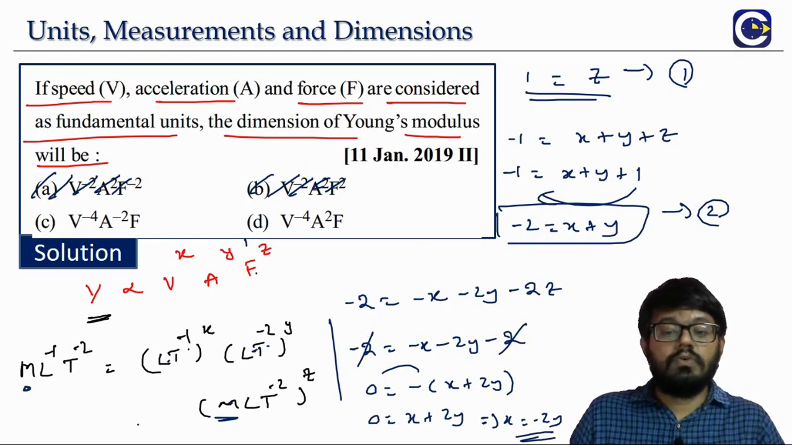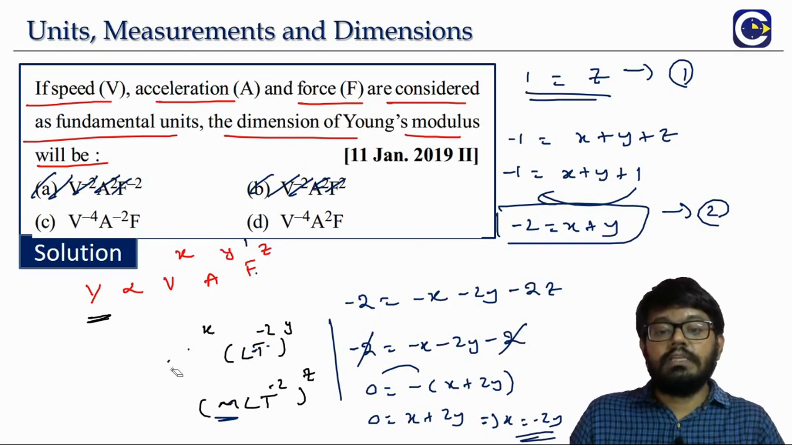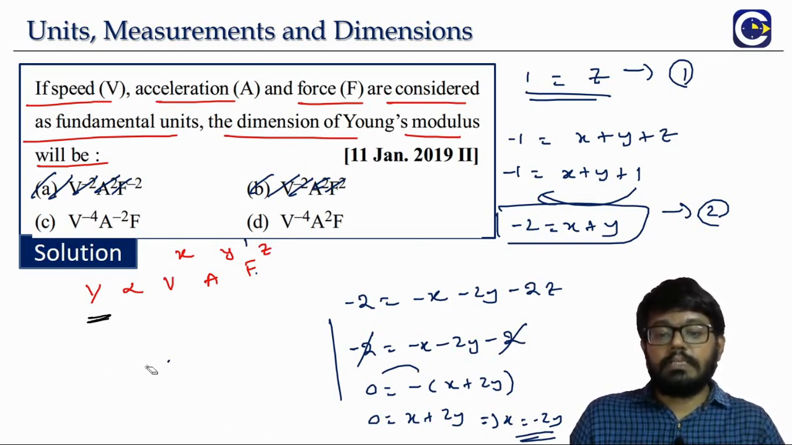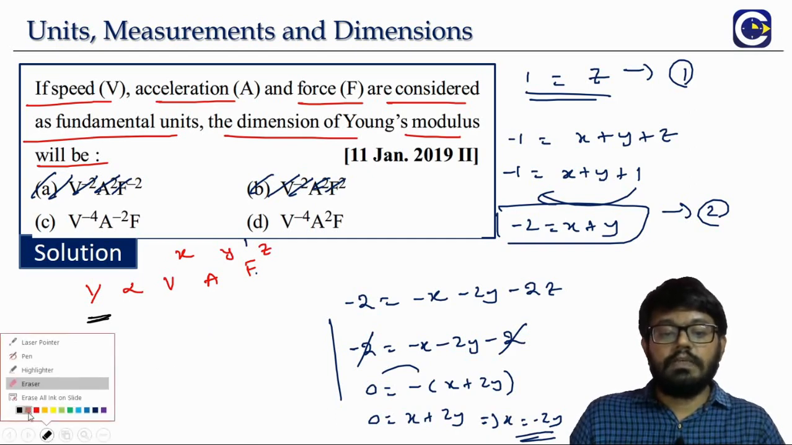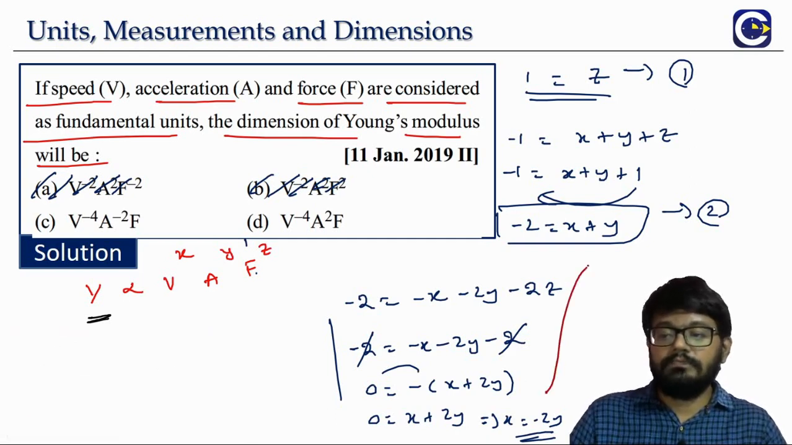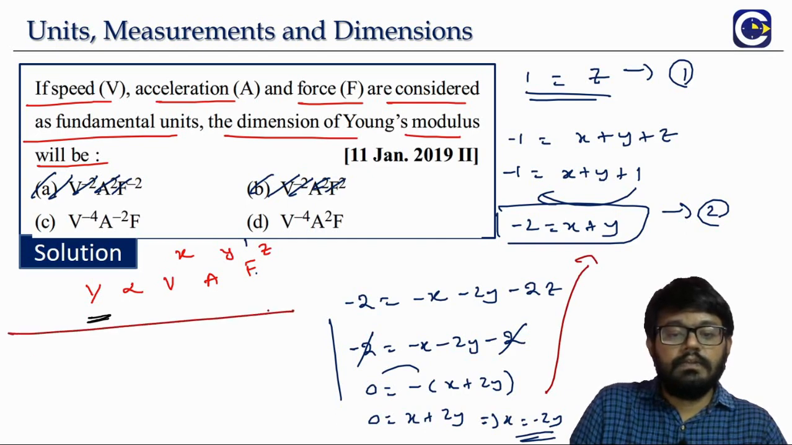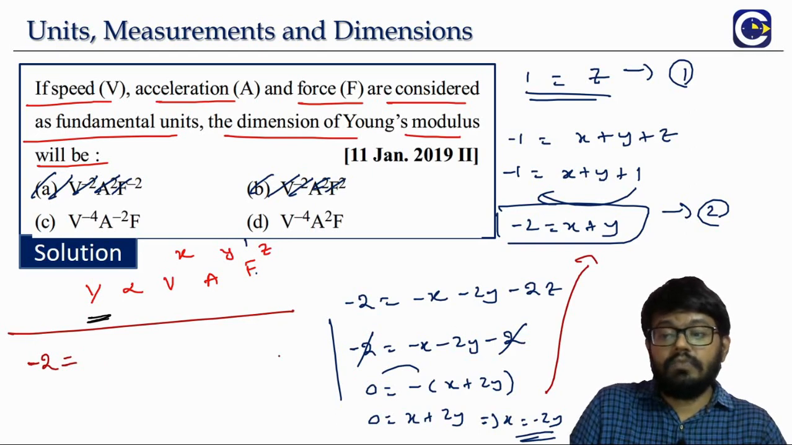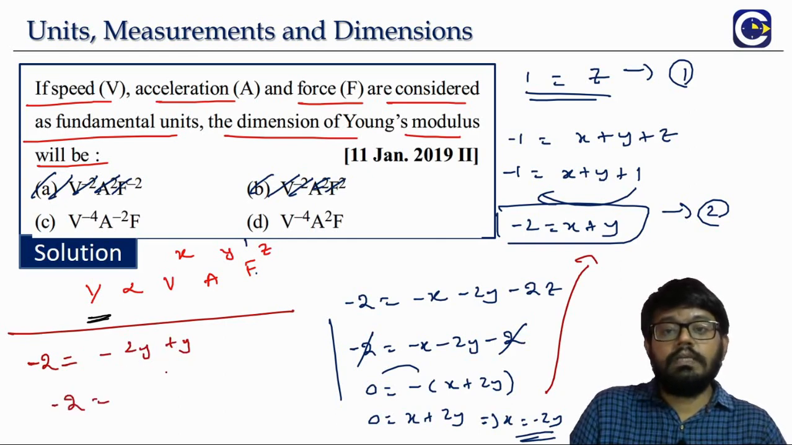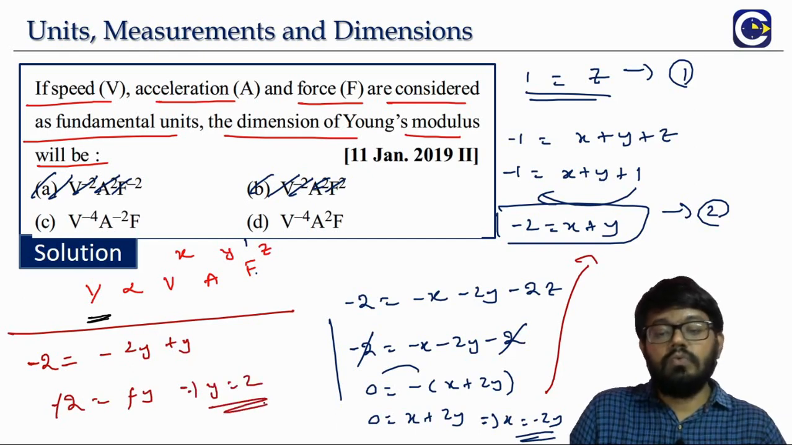What is the value of x? x is equal to minus 2y. Now we will see if we can use this relation and substitute in equation 2. Equation 2 is minus 2 is equal to x plus y, right? Just take it and substitute. In place of x, I am going to write minus 2y. So minus 2 is equal to minus 2y plus y, which means minus y, which means y is equal to 2.